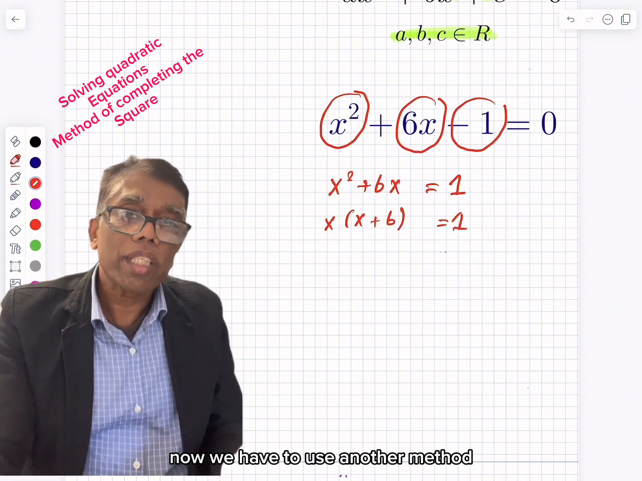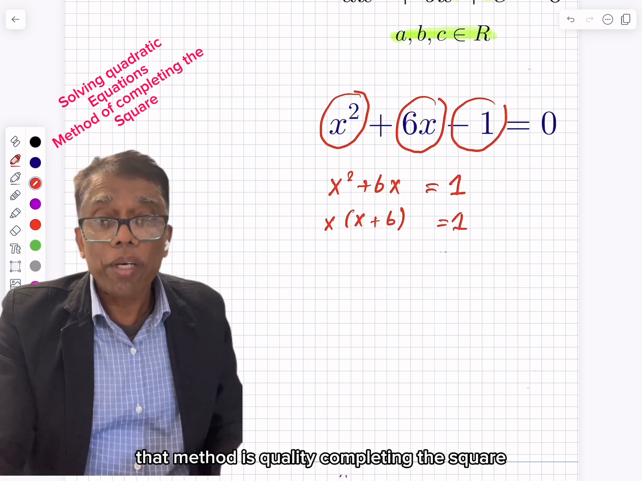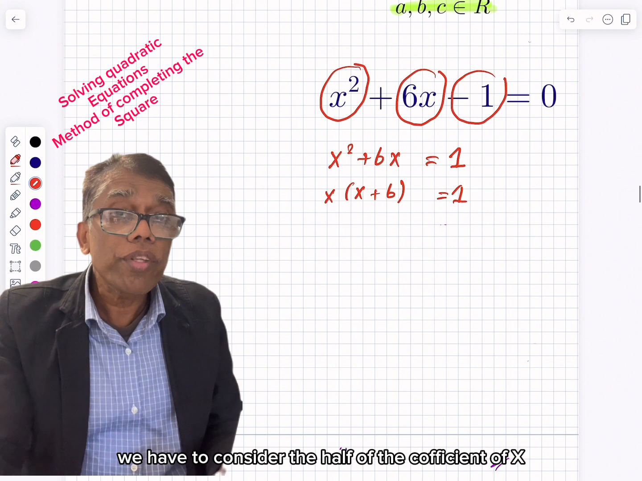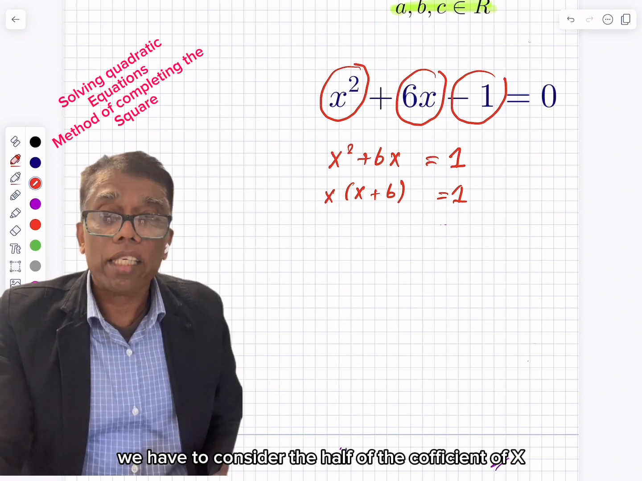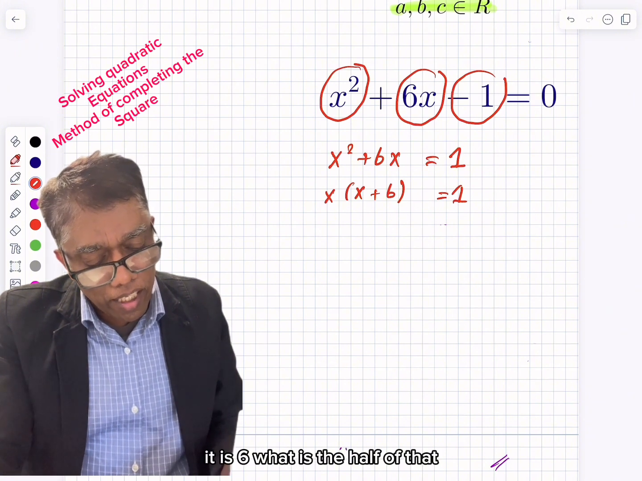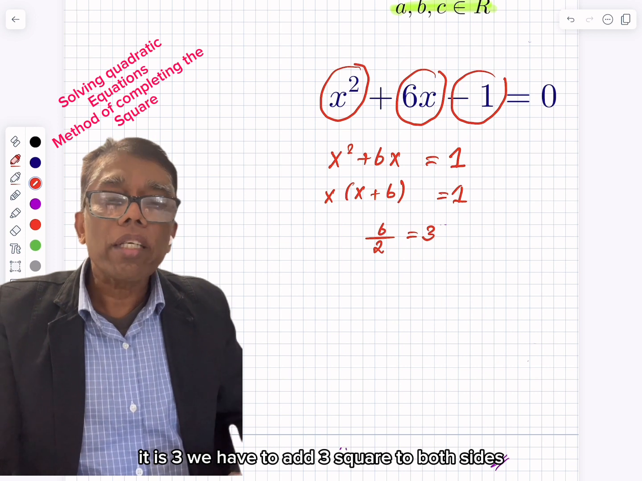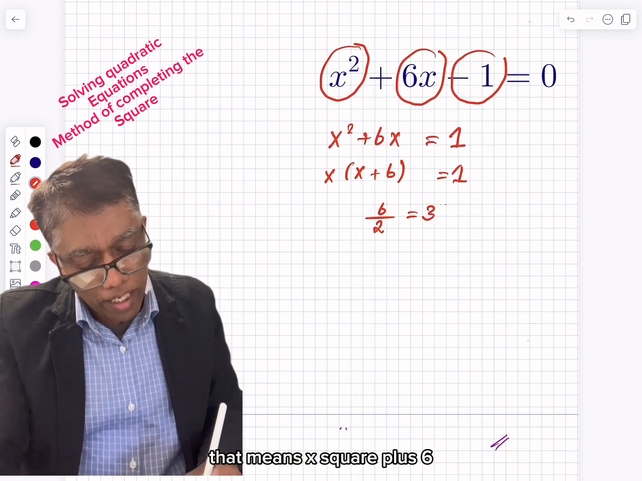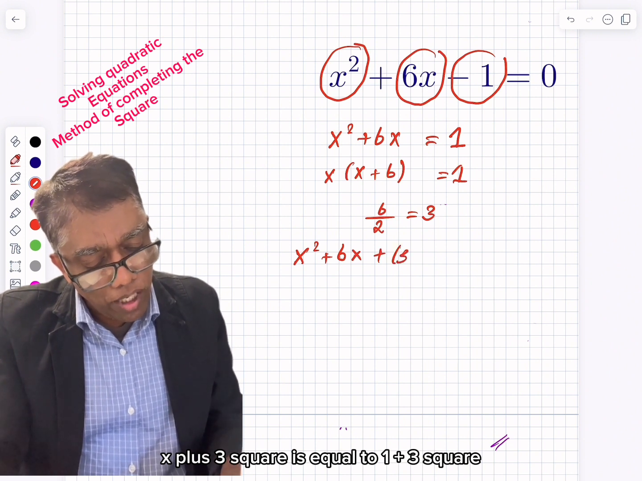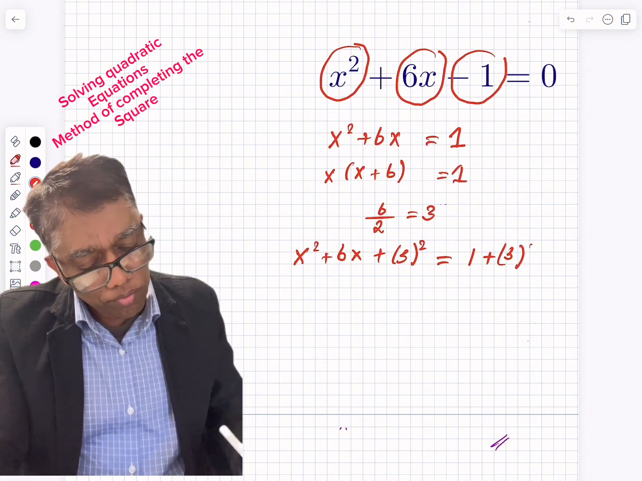Now we have to use another method. That method is called completing the square. What is it? We have to consider half of the coefficient of x. What is the coefficient of x? It is 6. What is half of that? It is 3. We have to add 3 square to both sides. That means x square plus 6x plus 3 square is equal to 1 plus 3 square.